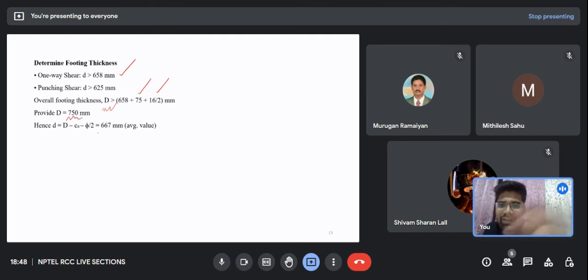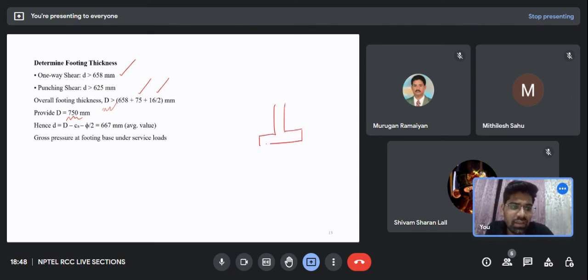Now please try to understand this. We have reached the end of this problem, but now some important checks are to be done because we have assumed many things while designing this footing. So we have this footing like this, this is my column and this is my footing. D is 750 mm.